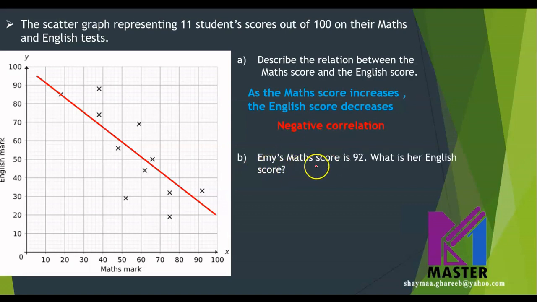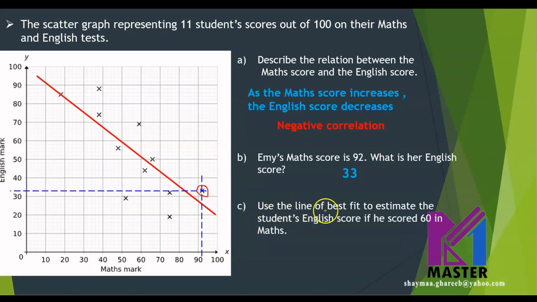Question B, Ami's math score is 92. So when we look at where is number 92 with the math mark, here it is. What is her English score? We are going to read Ami's English score. So it's about 33, it's between 32 and 34. And this cross is for Ami.